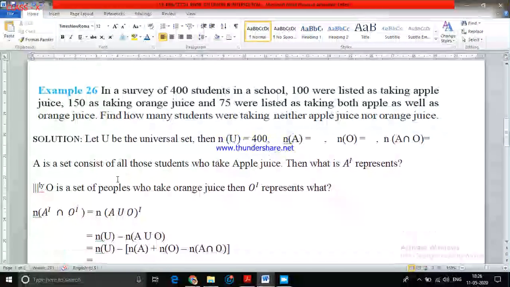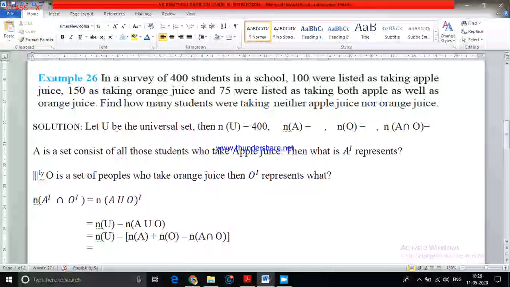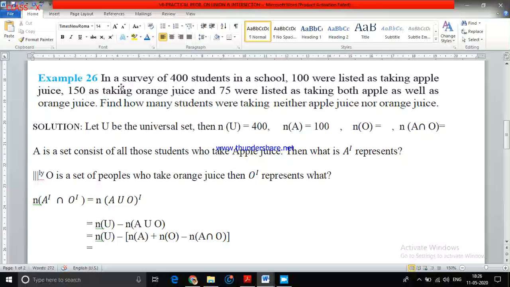Now let me take another example. These are all examples which are there in the textbook only. In a survey of 400 students in a school, so the total number of students in the school is 400. 100 were listed as taking apple juice. So A represents apple juice, and N of A is 100. And 150 as taking orange juice, so N of O is 150. And 75 were listed as taking both apple as well as orange juice. So the intersection will be 75.